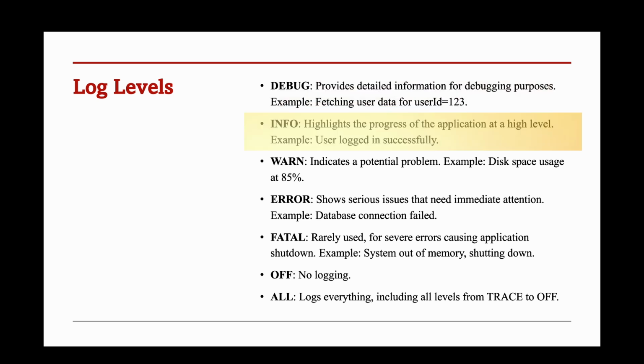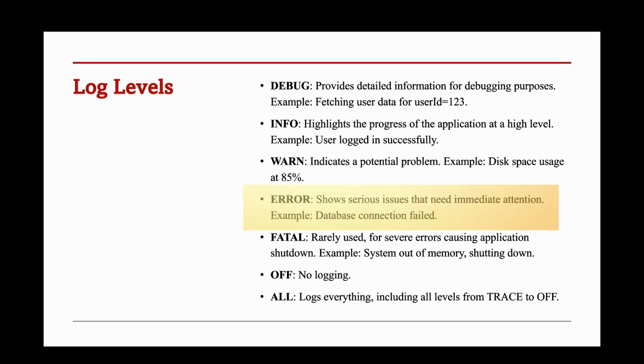Next up, we have info. This is for logging high-level progress. It's like checking in on how the application is doing. For example, after a user logs in successfully, an info log tells you that the process was completed successfully. Then comes warn. This indicates that something might be wrong, but it's not urgent yet. For example, if your disk space usage hits 85%, it's a warning for you to be cautious.